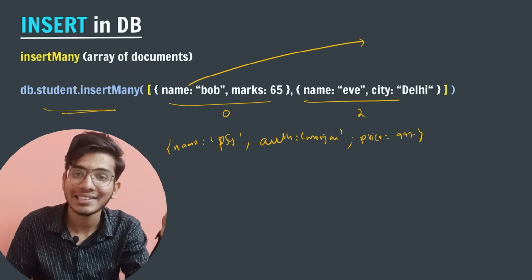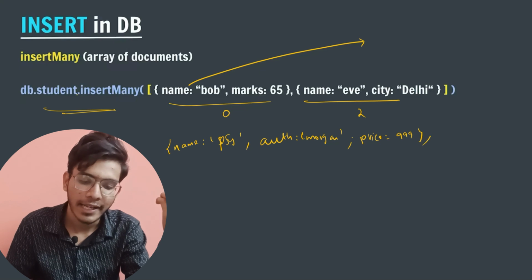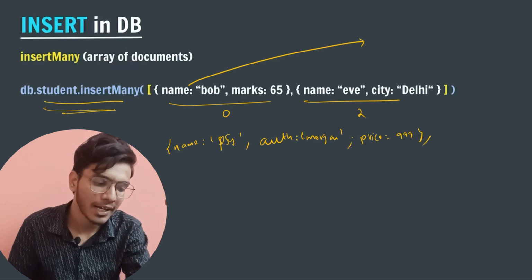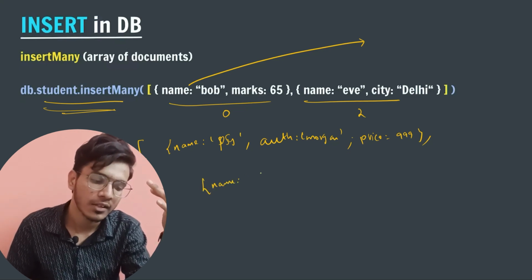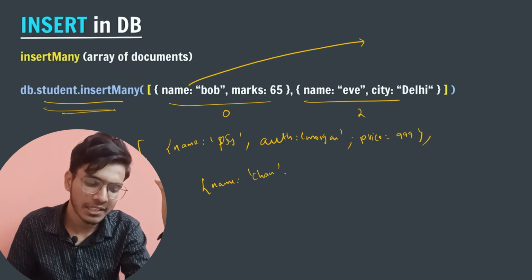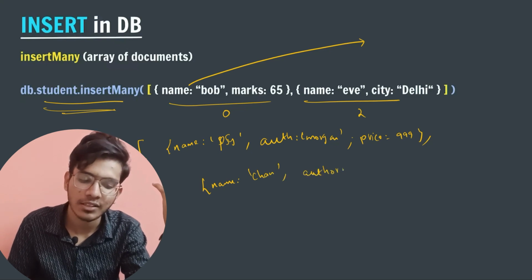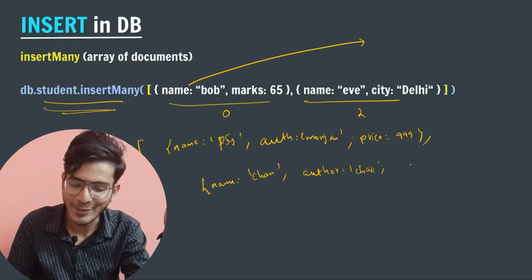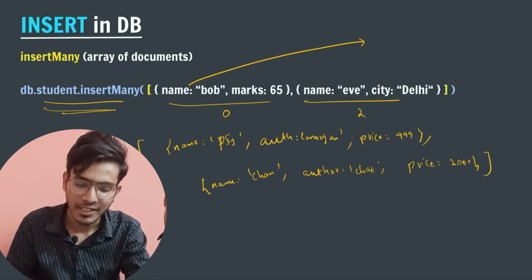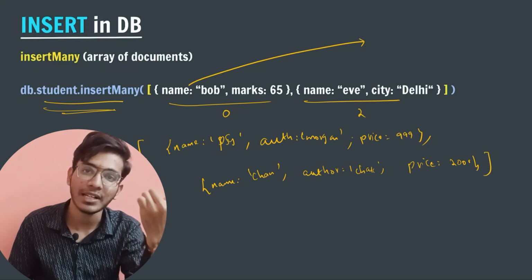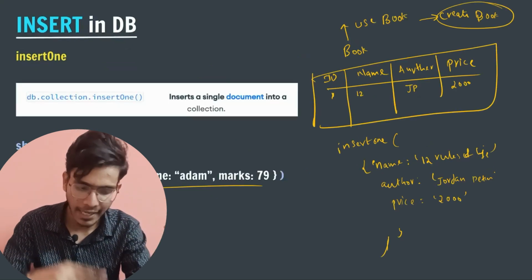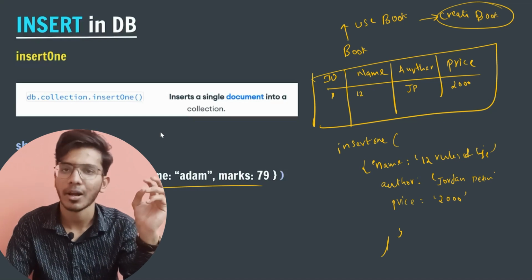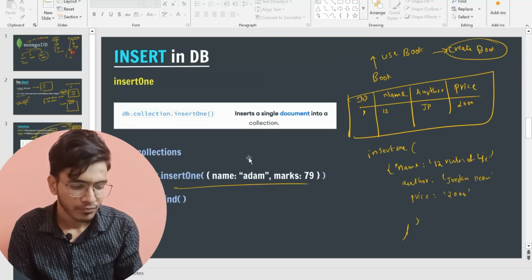Like this I can directly insert one element, or I can write the insertMany command and send an array of elements. Let's say I want to send a book called Chanakya Niti, and the author is, let's say, Chanakya himself. I don't know whether Chanakya wrote any books or not, but the price is around 2000. Like this I can send an array of elements at once. If I want to insert multiple elements, I use insertMany; if I want to add only one element, I will use this simple command. So let us see how this will work.